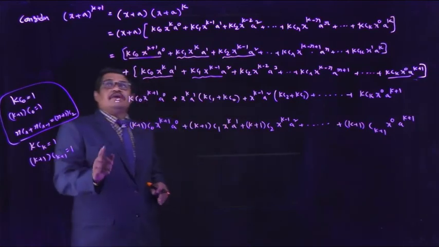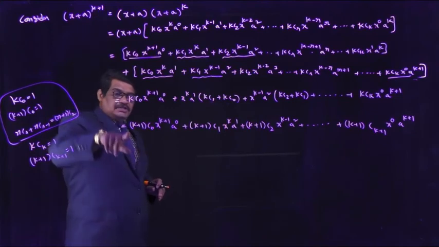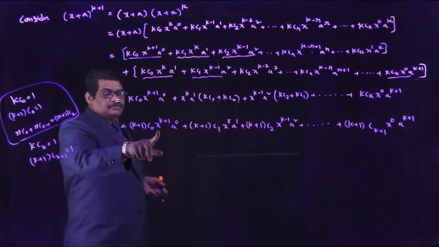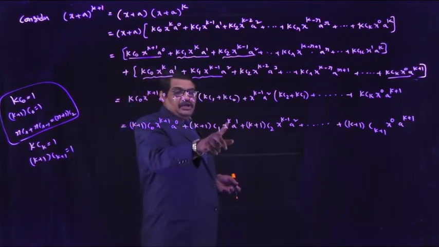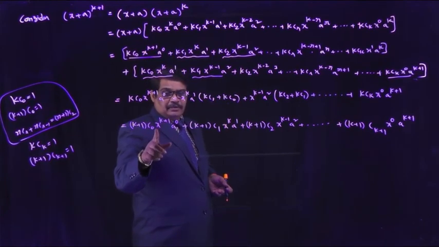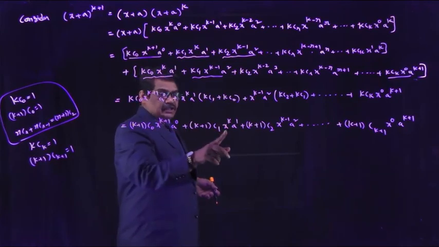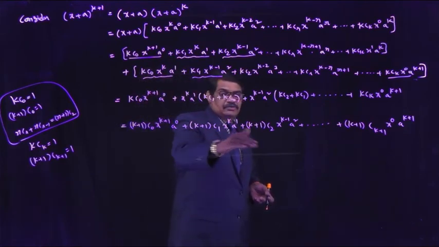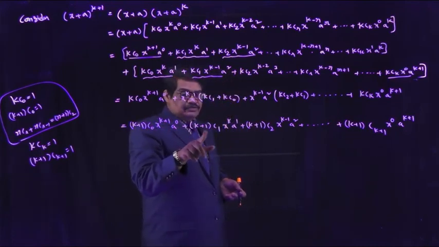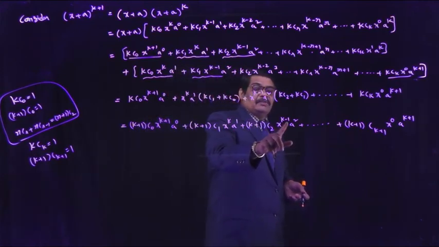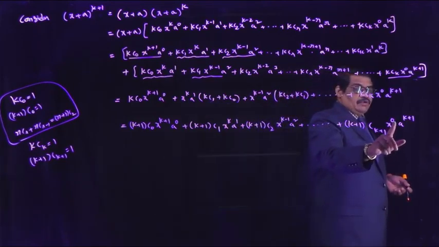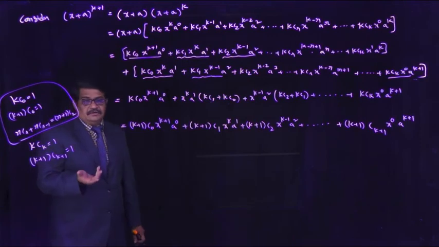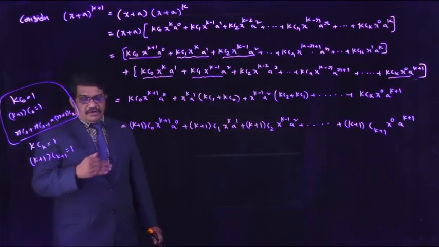We observe x plus a whole power k plus 1. This is the expansion with n replaced by k plus 1. So k plus 1 c naught x power k plus 1 a power 0. Next, k plus 1 c 1 x power k a power 1. The powers of the first term are decreasing, k plus 1, then k plus 1 minus 1 that is k, while the powers of the second term are increasing, a power 0, a power 1. So k plus 1 c 1 x power k a power 1 plus k plus 1 c 2 x power k minus 1 into a square and so on, k plus 1 c k plus 1 x power 0 a power k plus 1. This is like the x plus a whole power n expansion, so in the place of n we write k plus 1. So the statement is true for n equal to k plus 1.